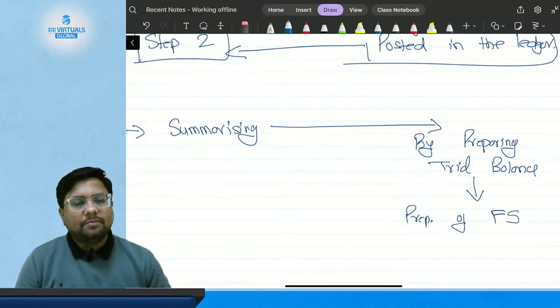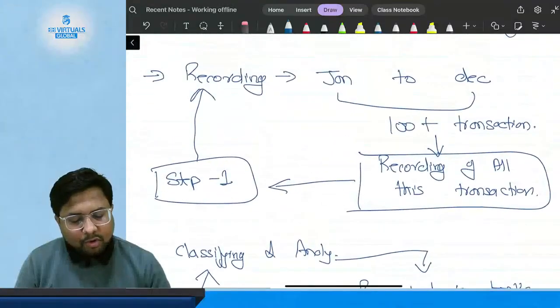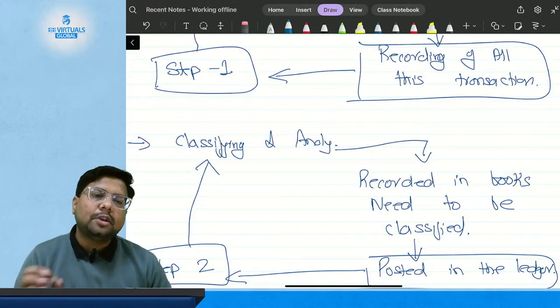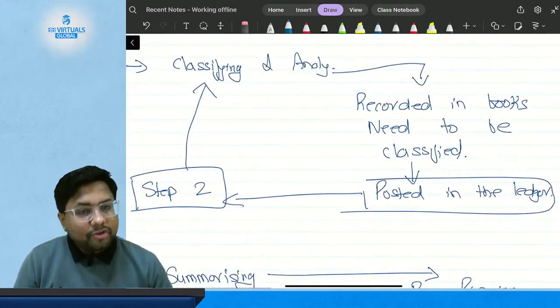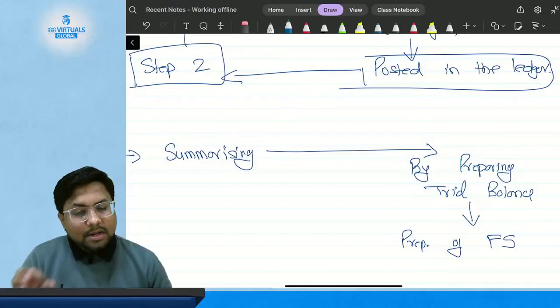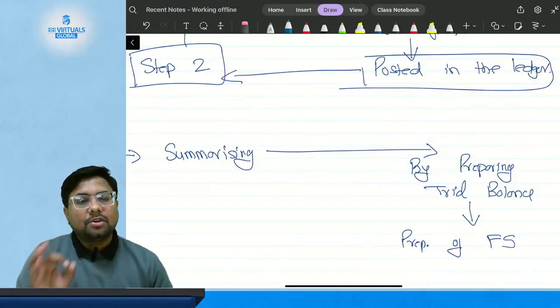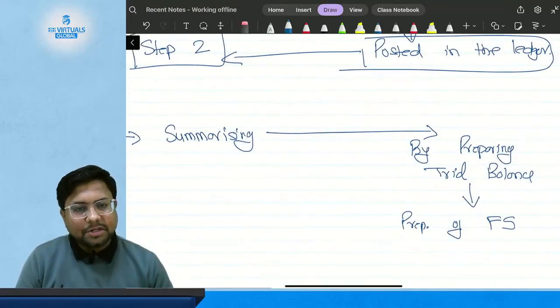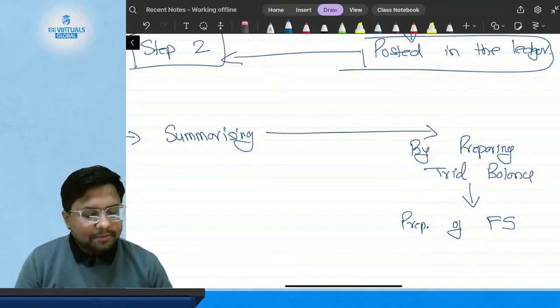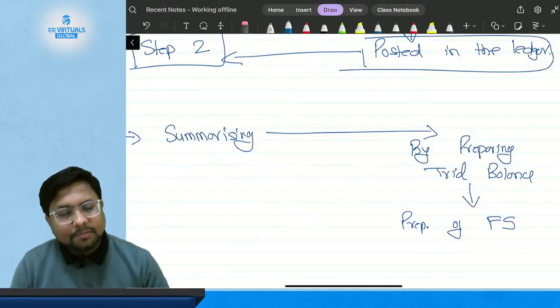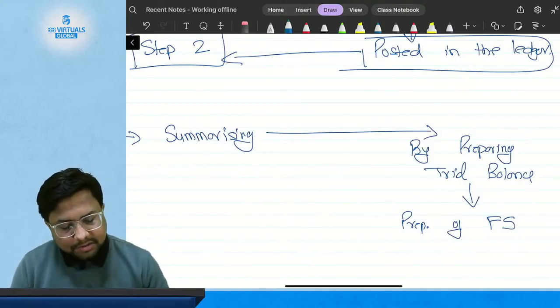We have separate chapters for all these: for recording the transactions, for the classification and analysis of transactions, for the trial balance, for the preparation of financial statements, and for the preparation of consolidated financial statements. We are going to study all these topics in their respective chapters. So the third step is to prepare a trial balance by summarizing all the transactions.